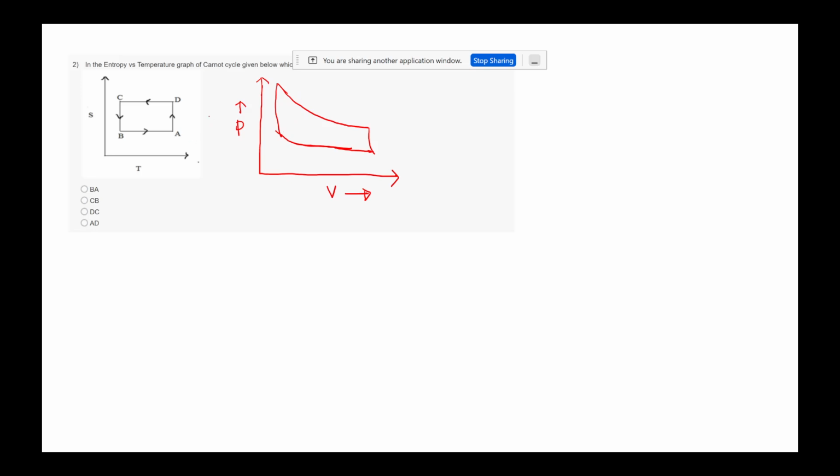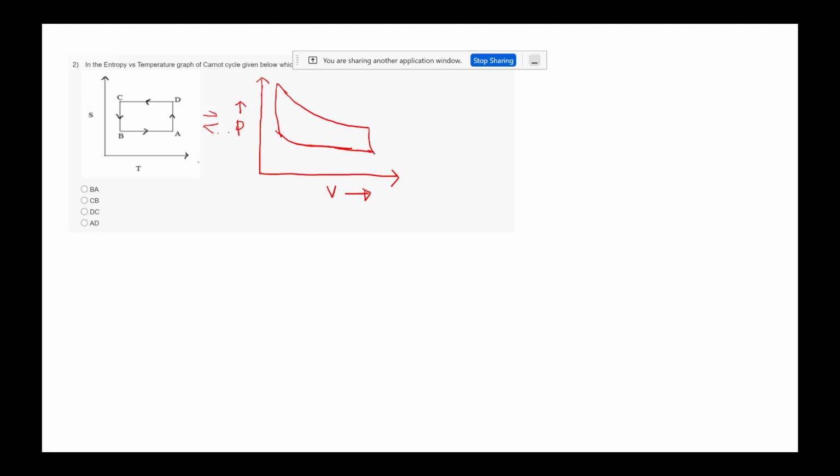Okay, just one-to-one correspondence. Let's check. There are 4 processes: at first adiabatic expansion, then isothermal compression, then adiabatic compression, and then again isothermal expansion. And for an adiabatic process, you know that the change in entropy is 0, because these are all reversible processes.